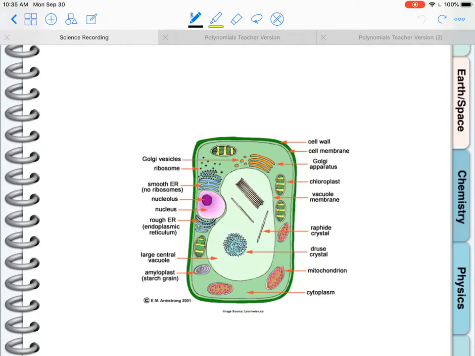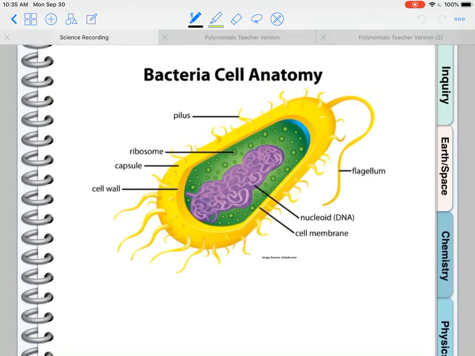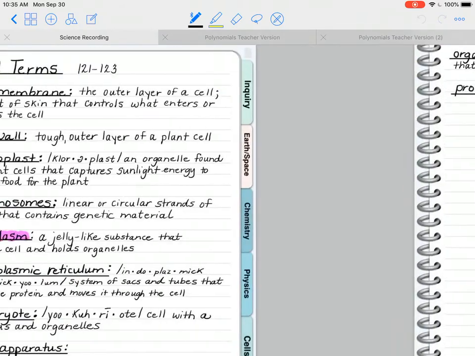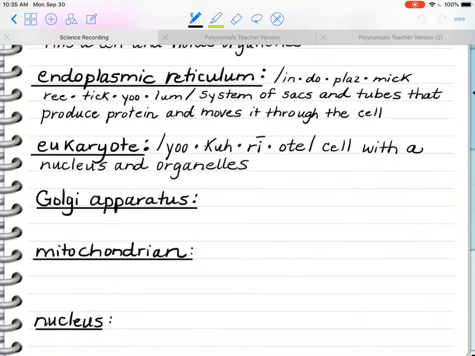We're going to look at those in just a minute and talk about what all these pieces are. So then let's go back to this fella. Do you see a nucleus? No. There's a nucleoid, but that is not a nucleus. So this picture, this is a bacteria cell. This is not a eukaryote. There is another name for this one, and we'll get to that in the next video, probably. Okay, so let's go back. A eukaryote is a cell with a nucleus and organelles.